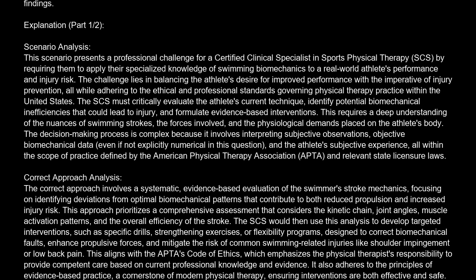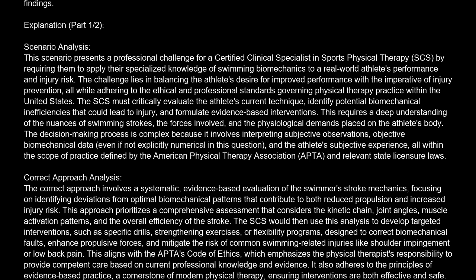Explanation. Scenario analysis. This scenario presents a professional challenge for a certified clinical specialist in sports physical therapy, SCS, by requiring them to apply their specialized knowledge of swimming biomechanics to a real-world athlete's performance and injury risk. The challenge lies in balancing the athlete's desire for improved performance with the imperative of injury prevention, all while adhering to the ethical and professional standards governing physical therapy practice within the United States.